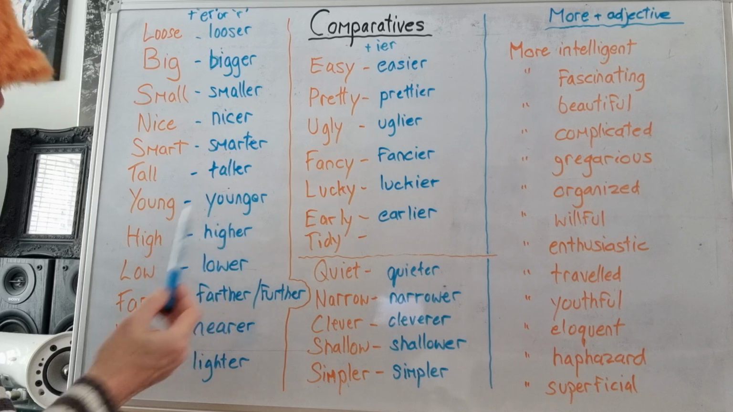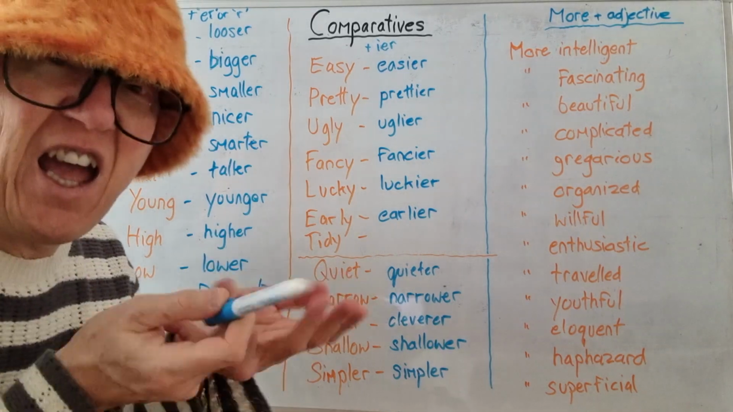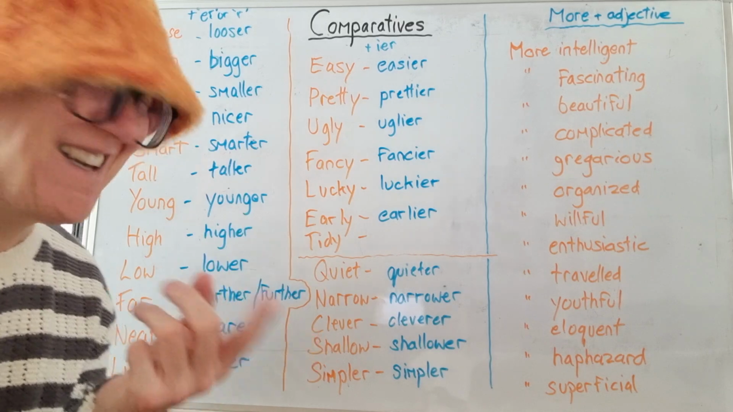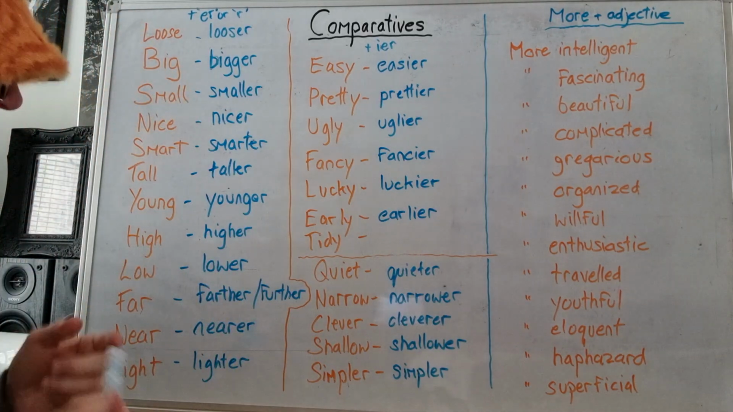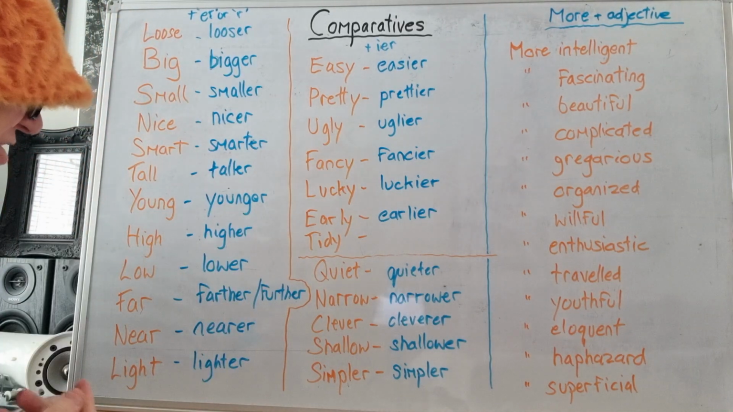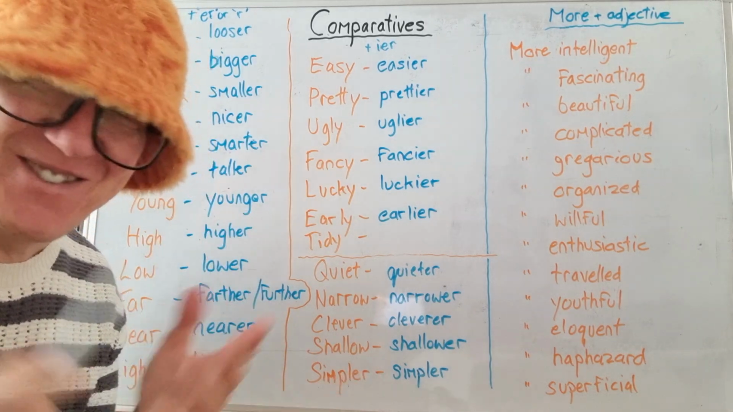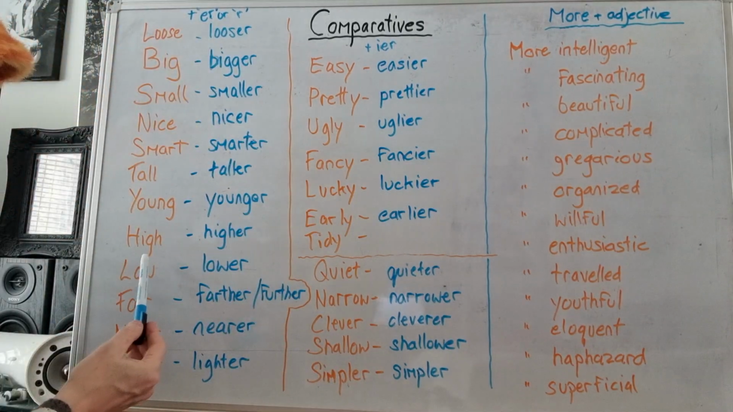High, higher. Low, lower. Higher, higher, lower, lower. You have to be a very old person to understand that. Well, not very old. And you have to be from the UK, I would imagine, which means you probably aren't watching this video. So what am I talking about?